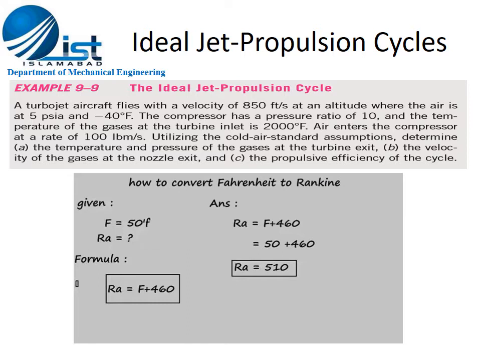For this, we have the relation: Rankine is equal to Fahrenheit plus 460. Suppose we have 50 Fahrenheit, and we want to convert it into Rankine. We write R is equal to F plus 460, so 50 plus 460, which is 510 Rankine. Similarly, to convert minus 40 degrees Fahrenheit into Rankine, we write R is equal to minus 40 plus 460, which is equal to 420 Rankine.